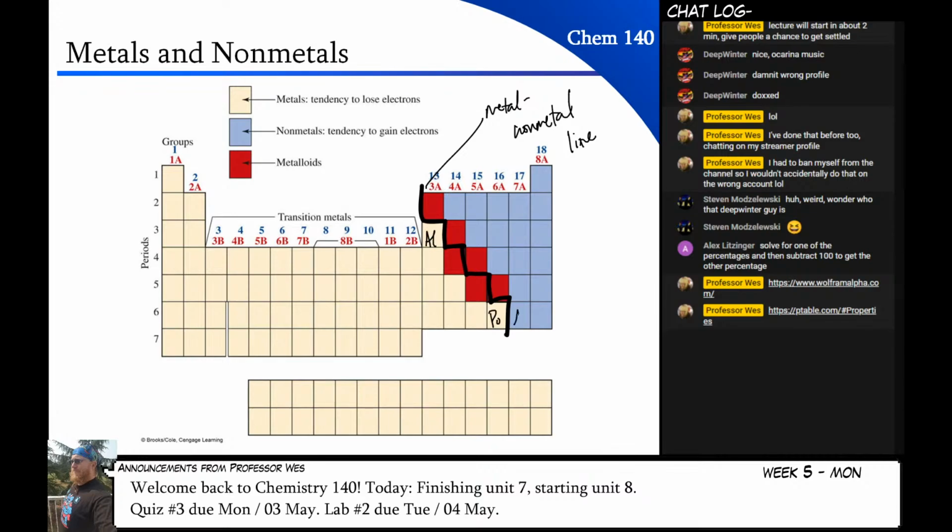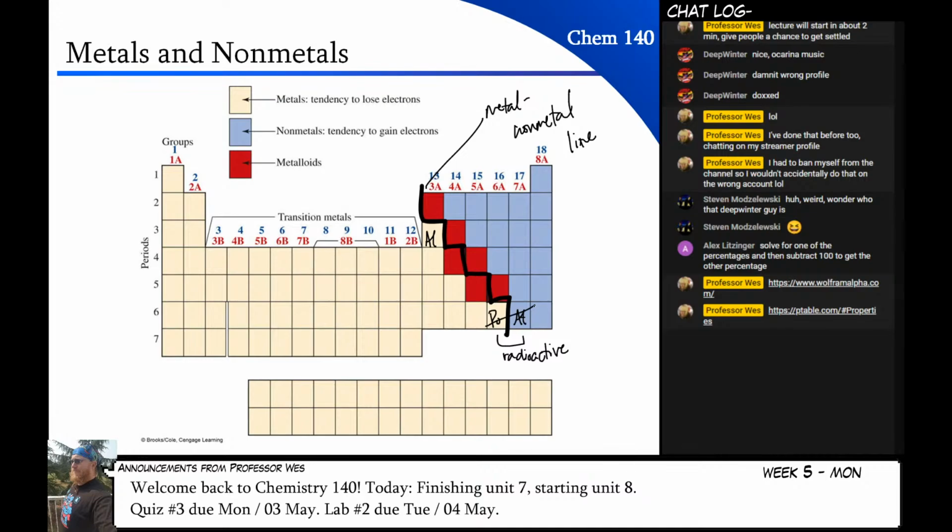This is polonium, this is astatine. These are radioactive. So we generally don't care about them. But for everything else that touches the line, everything that touches is a metalloid.